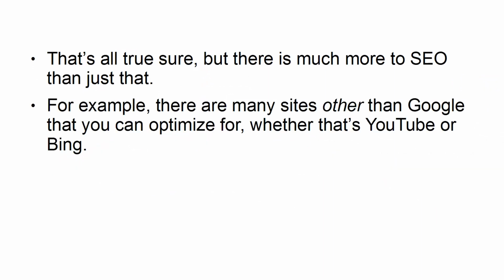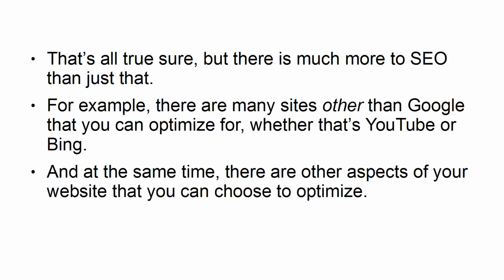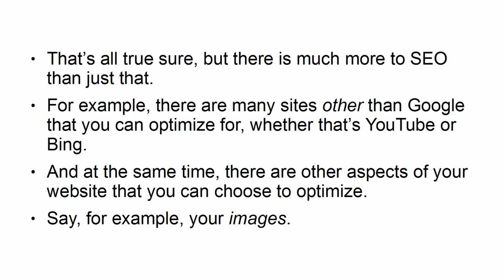For example, there are many sites other than Google that you can optimize for, whether that's YouTube or Bing. At the same time, there are other aspects of your website that you can choose to optimize. Say, for example, your images.